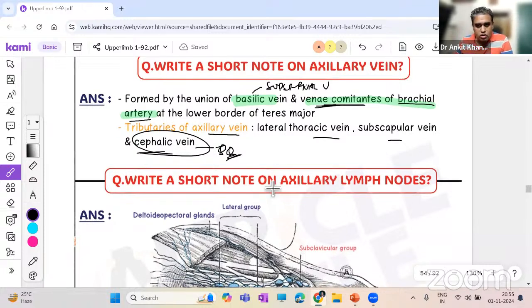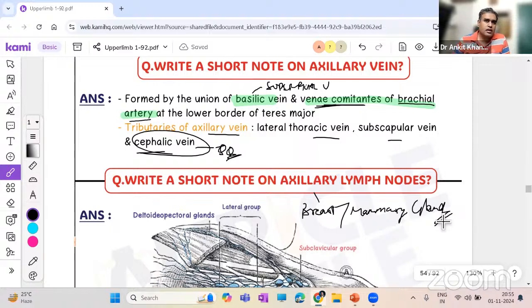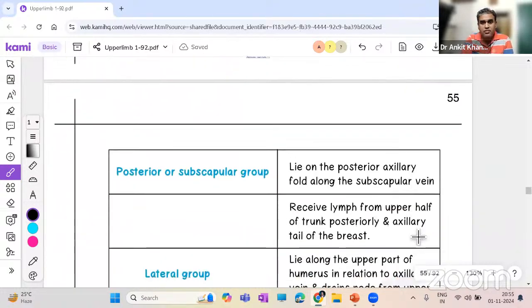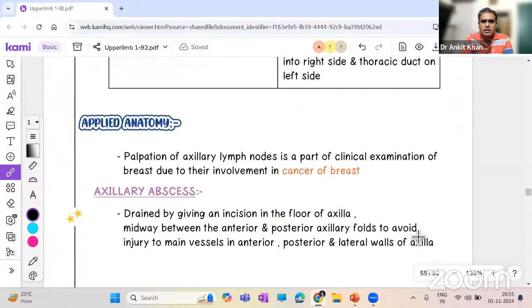This we have discussed already while discussing the topic of the breast or mammary gland. And again, it is very important. Why? Because most carcinomas of the breast metastasize through the lymphatic route, through these axillary lymph nodes. This we have discussed: anterior, posterior, lateral, central, apical groups. Again, tabular form, you can just go through it and slide it, right?